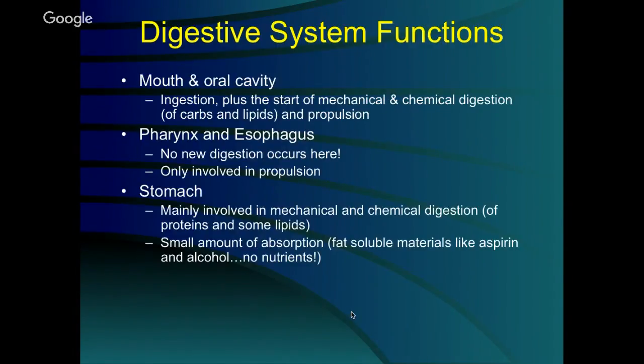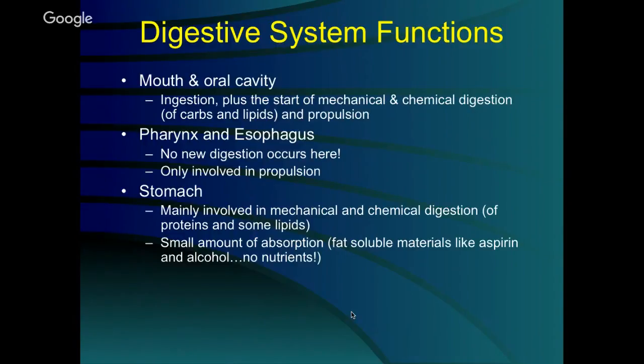Once you get into the stomach, we see a lot more happening again. The food spends a lot more time here. So we still see propulsion happening, of course. We also see both mechanical and chemical digestion. The mechanical digestion is due to the churning and mixing that happens in the stomach. The chemical digestion is primarily focused on proteins and lipids.